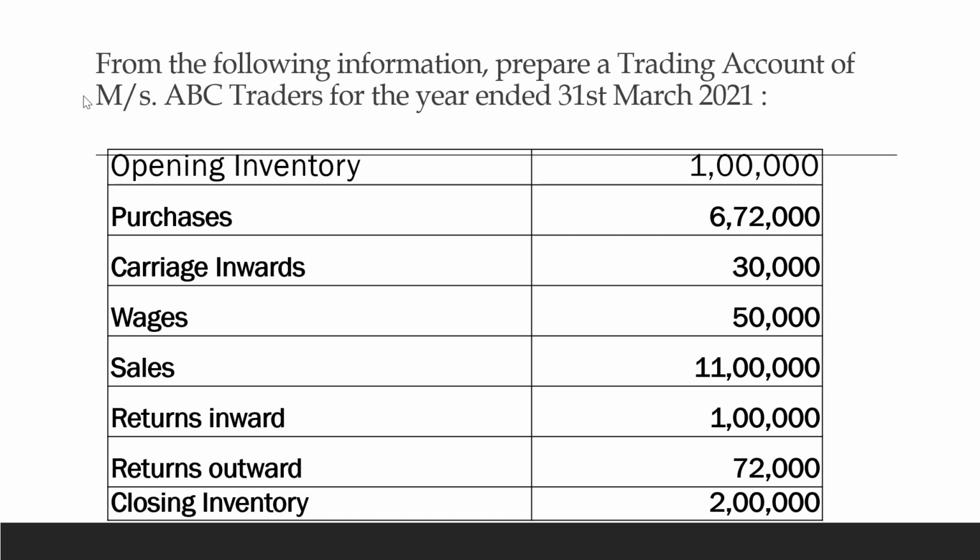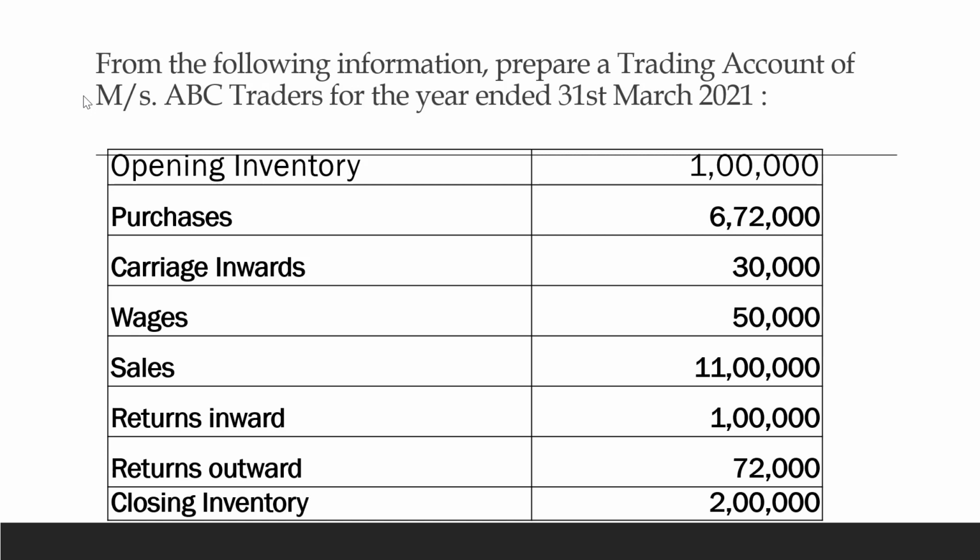Opening inventory of 1 lakh, purchases 6,72,000, carriage inwards 30,000, wages 50,000, sales 11 lakh, and return inward 1 lakh, return outward 72,000, closing inventory 2 lakh. So basically, this is a very simple question where you have to prepare a trading account out of the information which has been given to you. You had an opening stock or inventory of 1 lakh. You made purchases during the year of 6,72,000.